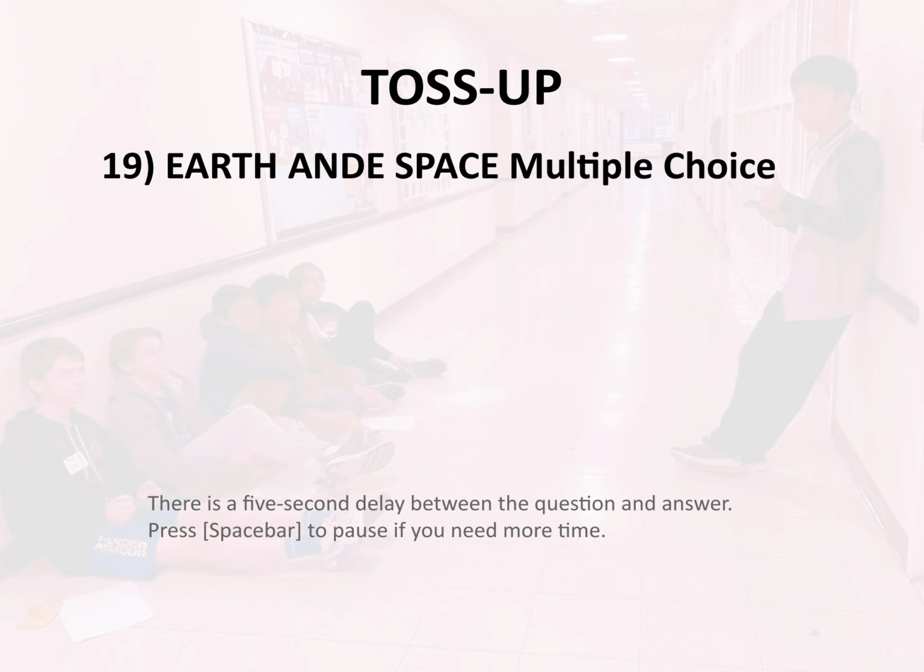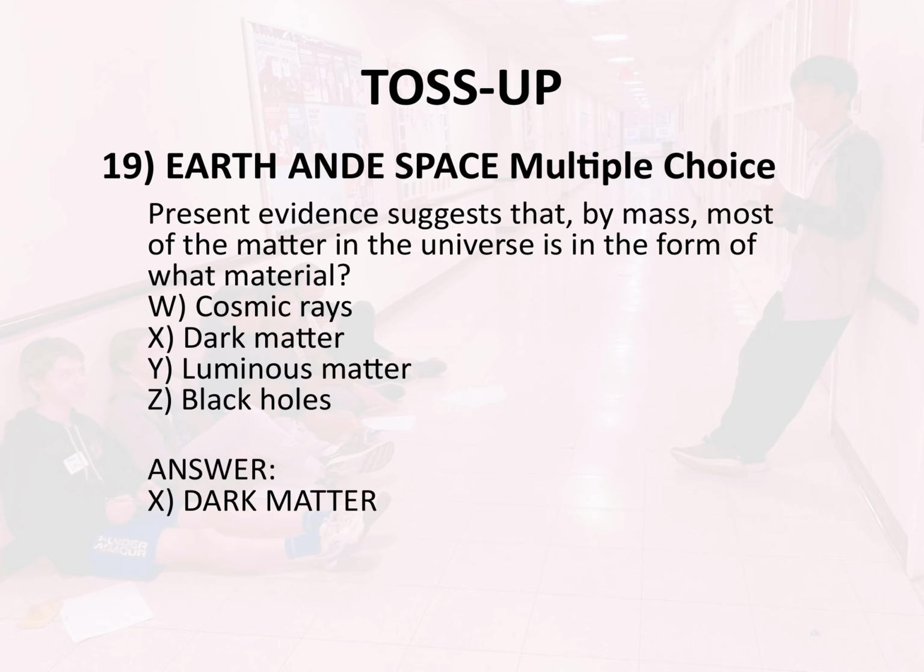Toss-up: 19. Earth and space multiple choice. Present evidence suggests that, by mass, most of the matter in the universe is in the form of what material? W. Cosmic rays. X. Dark matter. Y. Luminous matter. Z. Black holes. Answer: X. Dark matter.